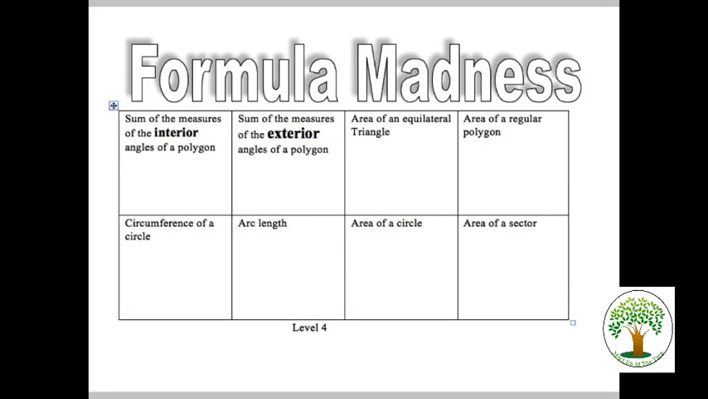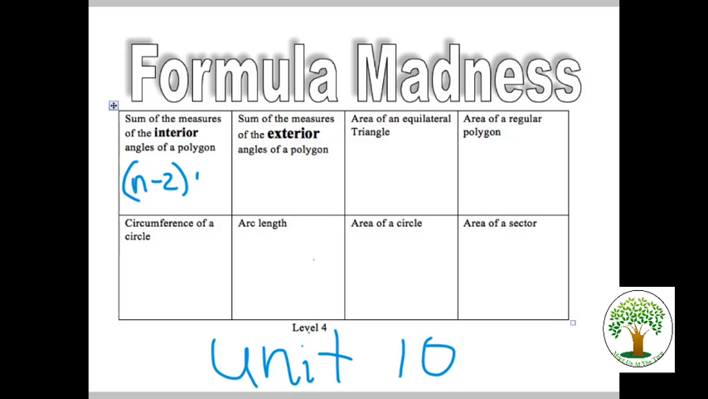Alright, this is our next Formula Madness. This is the Formula Madness for Unit 10. We're going to start up here at the top with the sum of the measures of the interior angles of a polygon. We're going to write this as n minus 2 times 180.